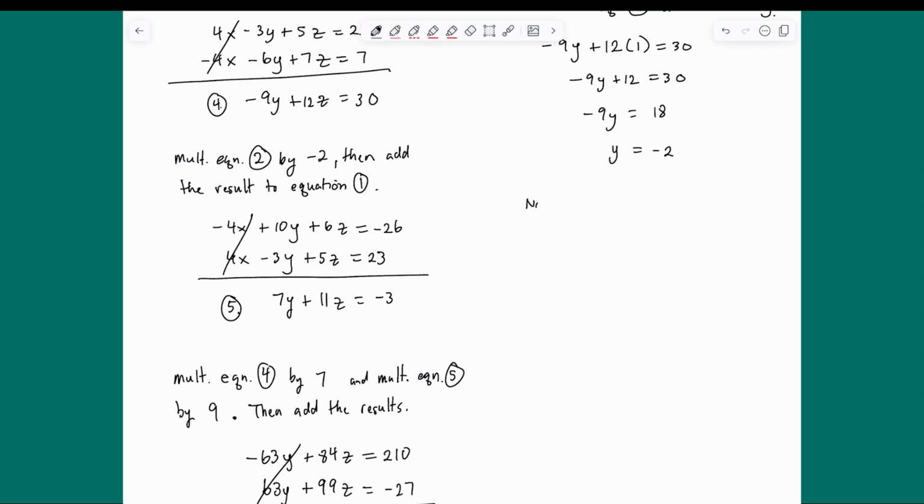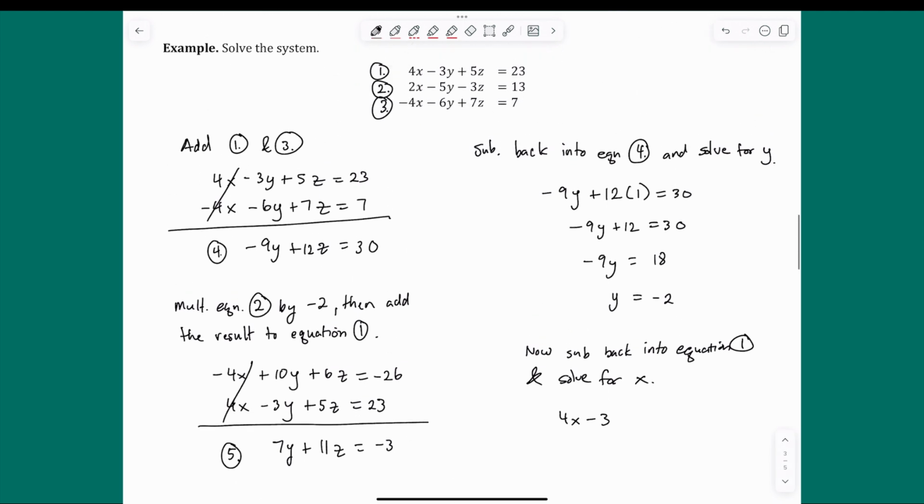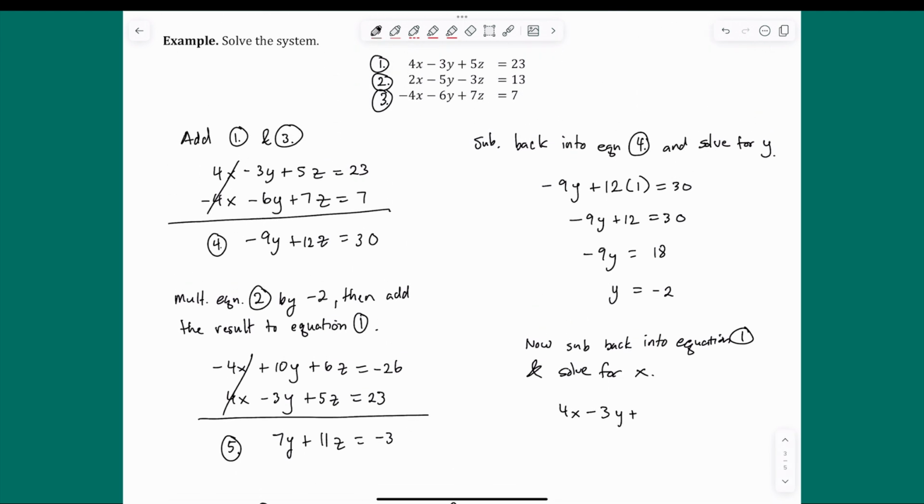Now we're going to sub back into equation, say, 1. You could substitute either into equation 1, 2, or 3. I'm just going to go ahead and take equation 1 here and solve for x. All right, so 4x minus 3y plus 5z equals 23.